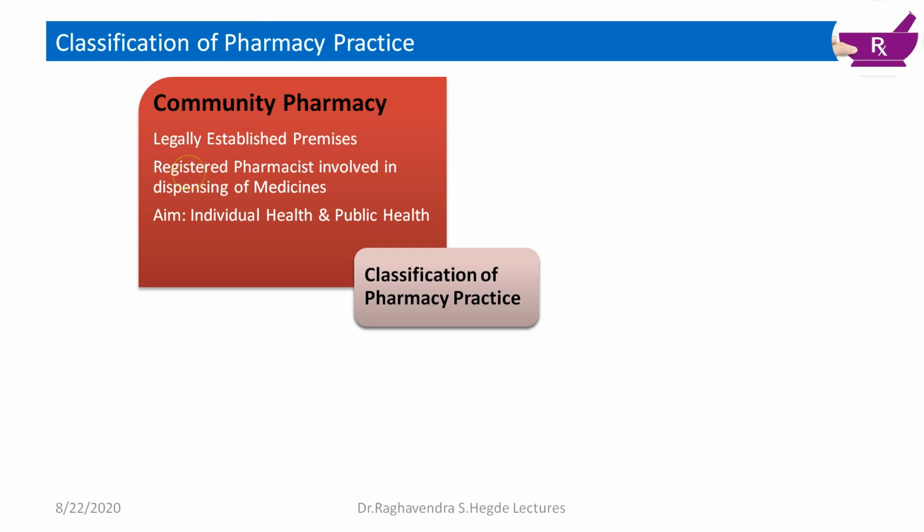After qualification of the diploma, he has to undergo 500 hours of training. Then all the proofs of validity of his qualifications have to be submitted to the state pharmacy councils, and his name will be registered in the particular council. Then he will become a registered pharmacist. So a registered pharmacist is involved in dispensing of medications. And the main aim of the community pharmacist is to promote health, whether it may be individual health or public health.